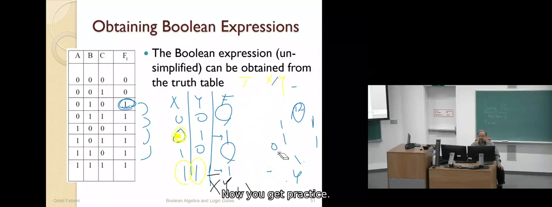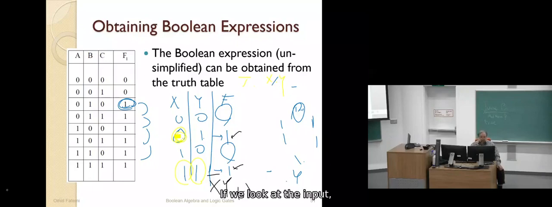Now you get practice, and then you see f has 2 ones. F has 2 ones, this one and this one. This one corresponds to x not y. This one corresponds to xy. So the result would be xy plus x not y. Yes? Okay. Now Chloe suggested this before for 3 inputs.